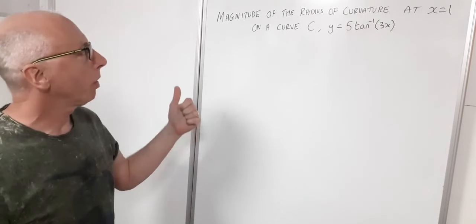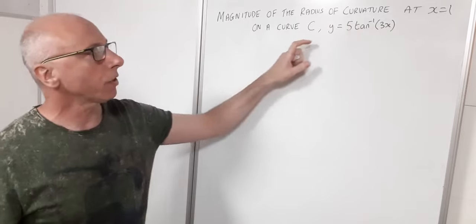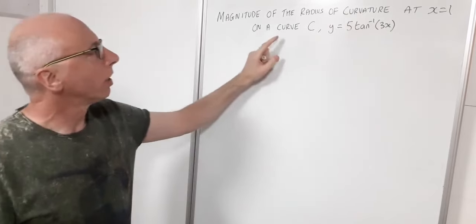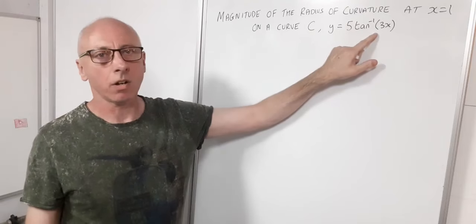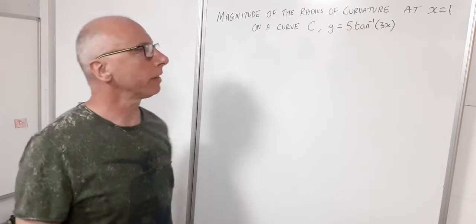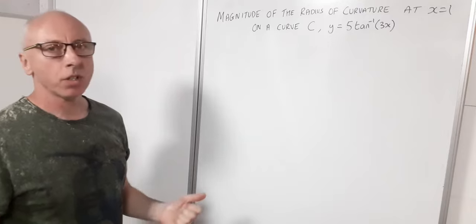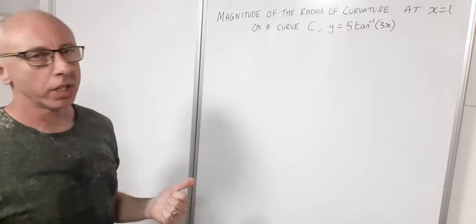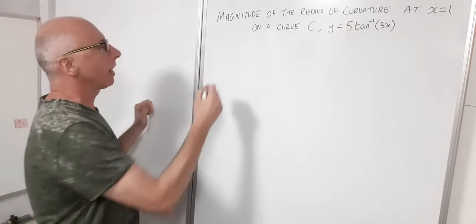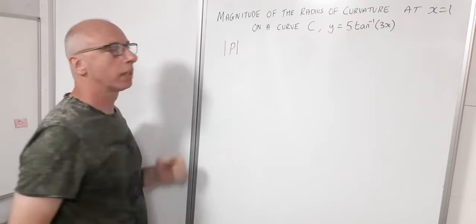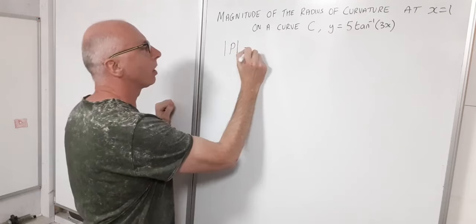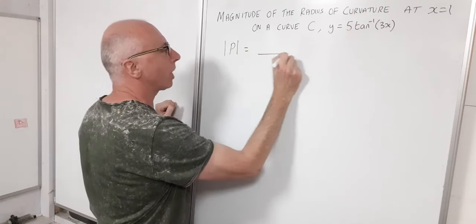In this question here, we want to find the magnitude of the radius of curvature at the point x equals 1 on the curve C, which has the equation y equals arctangent of 3x. Now, the radius of curvature in differential geometry is given as the absolute value of rho, so that's the Greek letter rho, and what that equals is we've got a ratio here.